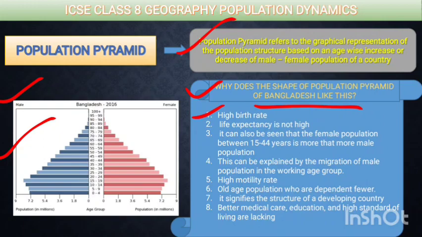It can also be seen that the female population between 15 to 44 years is more than the male population, and the migration of male population in the working age is high, with a high mortality rate. The old age population who are dependent are less in number. That's why it needs better medical facility, education, and standard of living. These three are lacking in the case of Bangladesh.